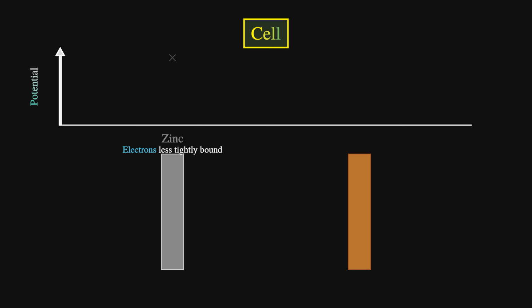Now, it turns out that certain atoms hold electrons more tightly than others. In zinc, electrons are less tightly bound, so they're at a higher potential energy and can leave the metal more easily. In copper, electrons are more tightly bound, so the copper sits at a lower potential energy. This difference in potential means there is an electric field, so electrons are driven from zinc to copper.